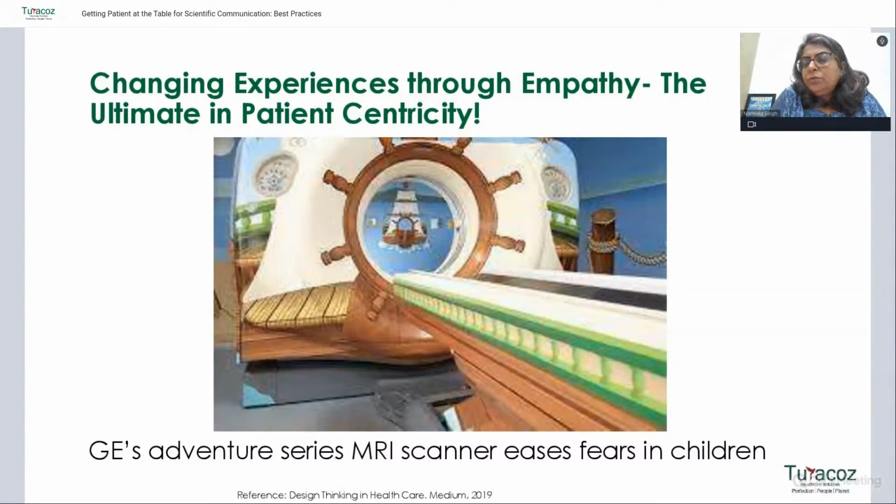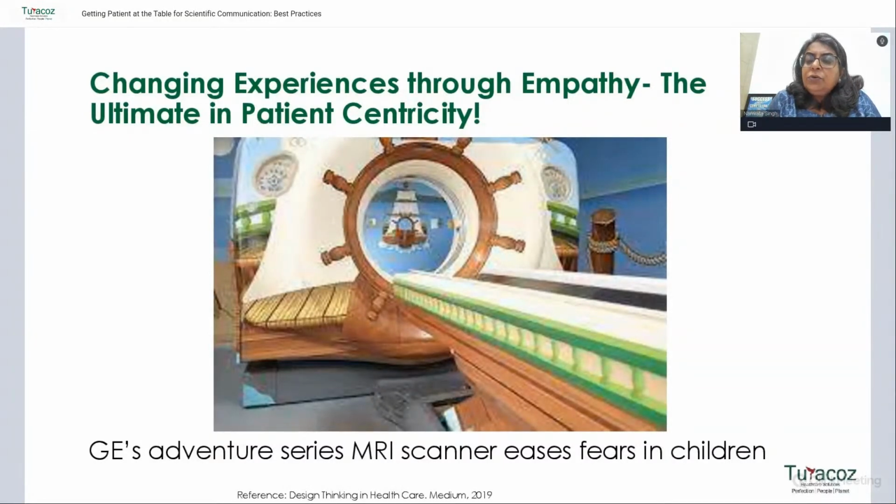Now, what did GE do? GE had these MRI centers, and one of their people went to one center, and he saw that children were crying. They were very afraid of entering an MRI machine, and the technicians were having a hard time managing, and a lot of effort was being wasted. A lot of money was getting spent on it.